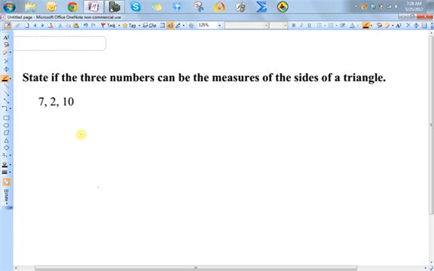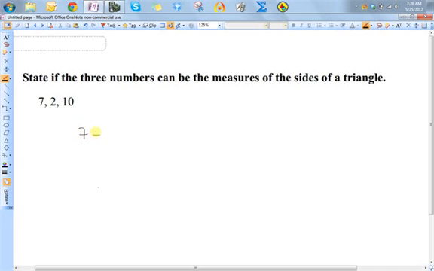I want to know if these three numbers can represent measures of the sides of a triangle. So what I'm going to do is use the triangle inequality for this. The triangle inequality tells us that the sum of any two sides is greater than the third. So that means if I add any two of these numbers, it needs to be bigger than the third one.